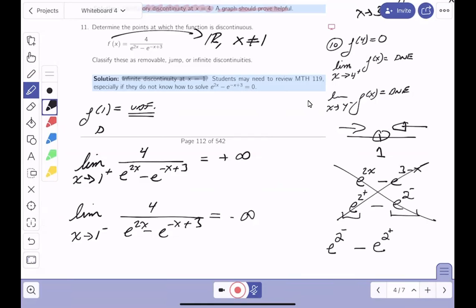Okay. Students may need to review Math 119, especially if they do not know how to solve a very simple equation. It's true. You have to review 119. Now, granted, let me just repeat this. What happens to a lot of students is that although they've taken 119, they weren't terribly engaged in their studies. And this builds up over time. It becomes almost like nonsense.